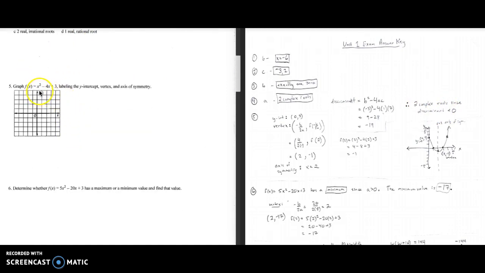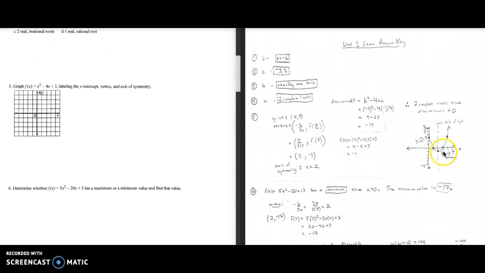Question 5, we have to graph x squared minus 4x plus 3. Make sure we label the y-intercept, the vertex, and the axis of symmetry. So for number 5, the easiest part is the y-intercept. It's just (0, c), and the c value is 3. The vertex is (-b over 2a, f of -b over 2a). So I did -b over 2a, and I got 2. Then I plugged 2 in over here on the side. When I plug 2 in, I get the value -1. So my vertex is (2, -1), which means the axis of symmetry is x equals 2, because these x parts are always the same number.